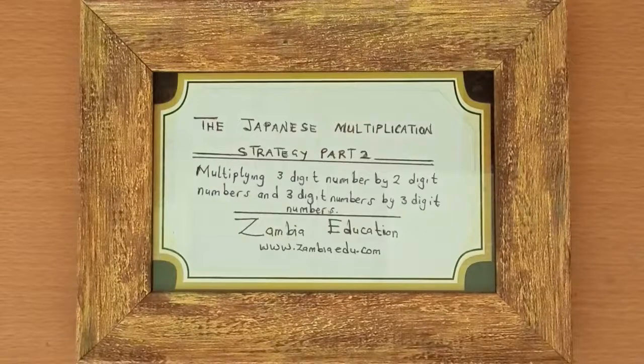However, we are going to be multiplying 3-digit numbers by 2-digit numbers and 3-digit numbers by 3-digit numbers. You would not want to miss this one. Stick around and let's solve mathematics together.